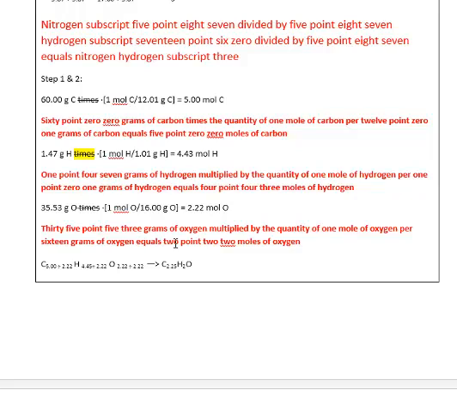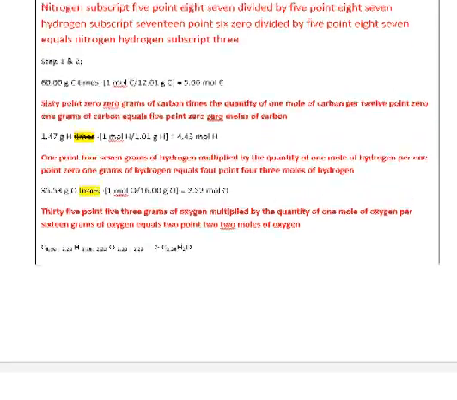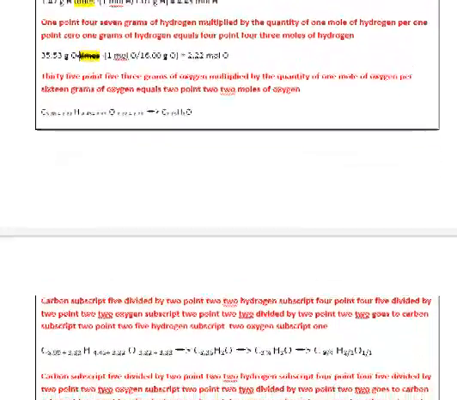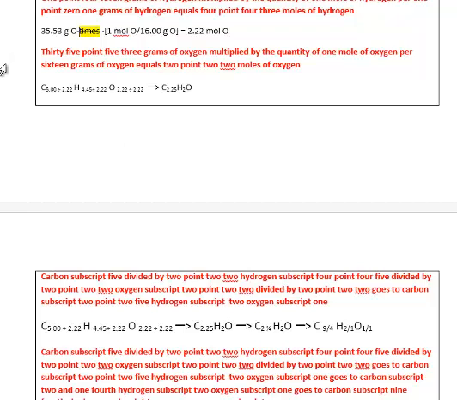35.53 grams of oxygen multiplied by the quantity of 1 mole of oxygen per 16 grams of oxygen equals 2.22 moles of oxygen. And again, I have crossed out this times that was in my transcript, and that has to be eliminated. You have to use the symbol for the multiplication rather than spelling out times or multiplication.